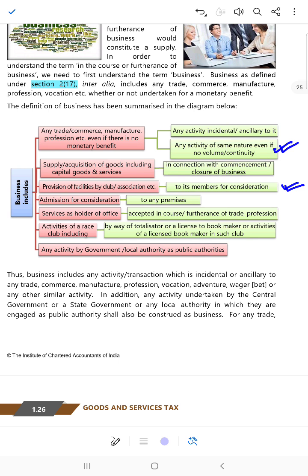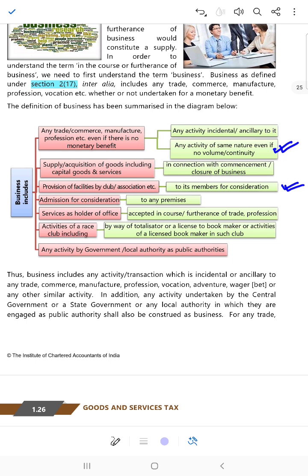Activities of a race club, including by way of totalisator or a licensed bookmaker, or activities of a licensed bookmaker in such a club. Totalisator means a bookie who accepts bids, and a bookmaker, or activities of a licensed bookmaker in such a club. So race clubs and all are also part of business. Any activity by government, local authority, or public authority, they all are business. What the government is doing or the authority is doing, any government or local authority, all public authorities, whatever they are doing, that is part of business.